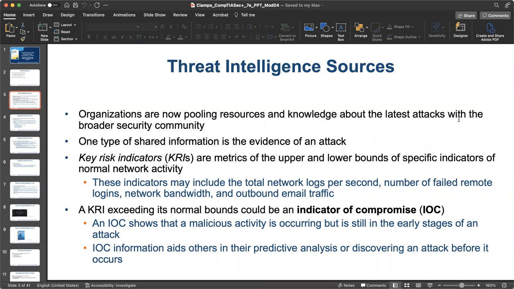So a KRI exceeding its normal bounds could be an indicator of a compromise, which we call an IOC. An IOC shows that malicious activity is occurring, but is still in the earliest stages of an attack.